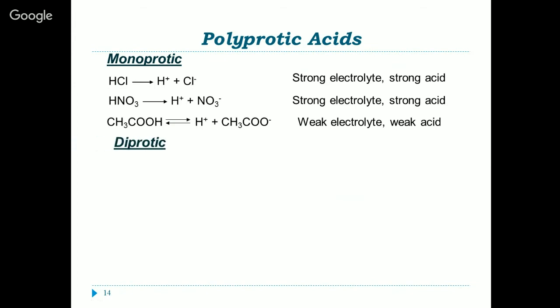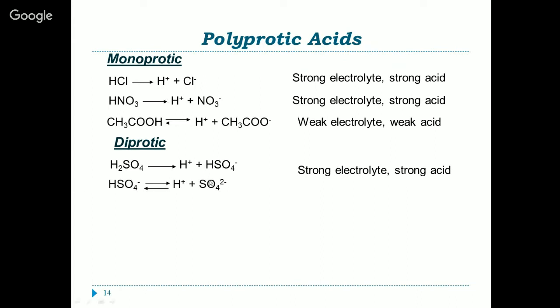Diprotic. Sure, you can guess. Di meaning 2. So these are acids that have 2 protons to donate. Sulfuric acid is a strong electrolyte, strong acid. If we take the HSO4- that results to dissociate the second proton, we actually see that it is a weak acid.